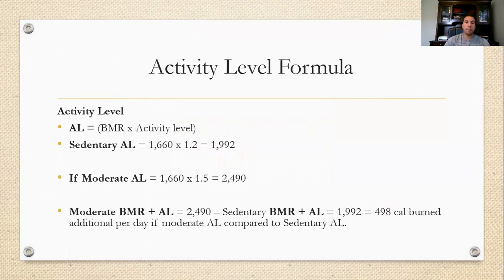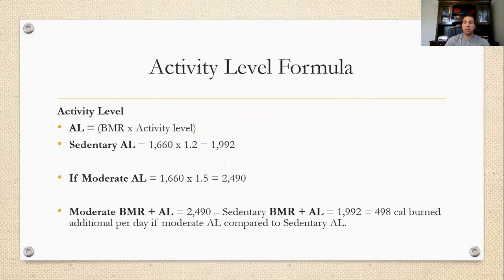Sedentary, again, is your basal metabolic rate times 1.2. So in this example you're going to get 1992. And then moderate activity level, times 1.5, we're going to get 2490. And that's actually a pretty significant number. Moderate is right in the middle, so that's not even that crazy intense exercise. That's not going that hard all week long. And there's going to be a significant difference there.